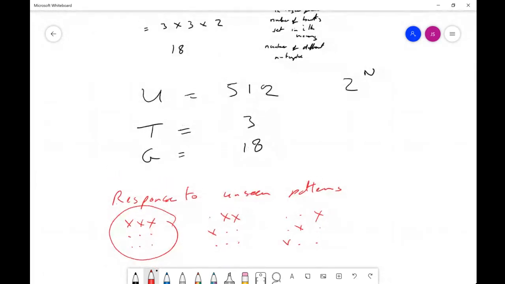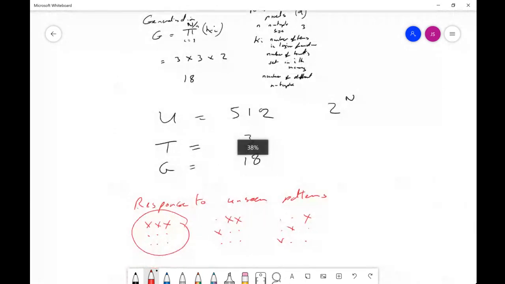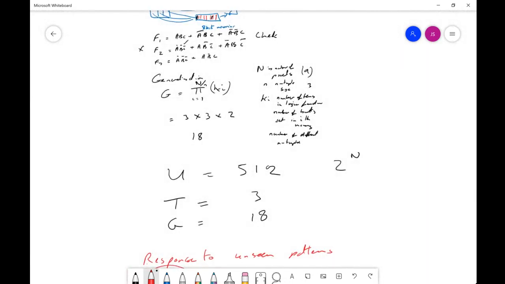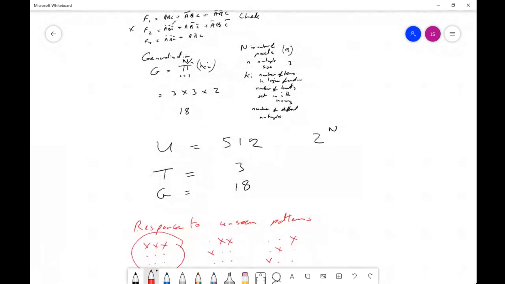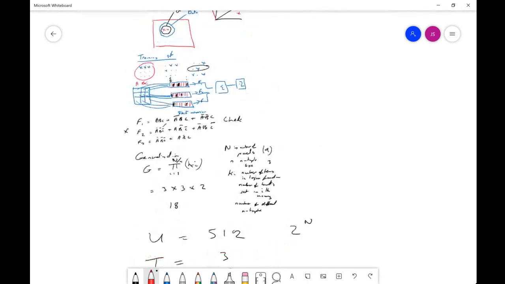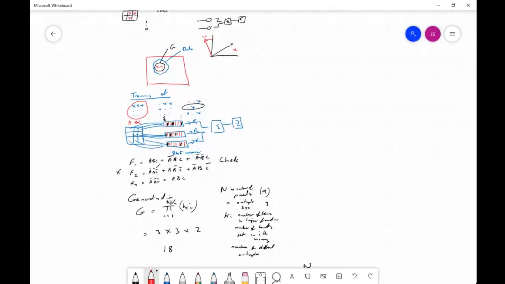If I shrink this down a bit, I might get it all on one page. Yes, this first function will respond with a 1. The second pattern is 0, 0, 0, as is the third. Not A, not B, not C. Not A, not B, not C. So we will get 3 1s coming out of the logic functions.